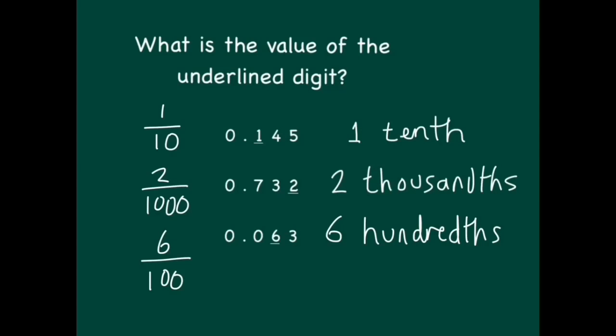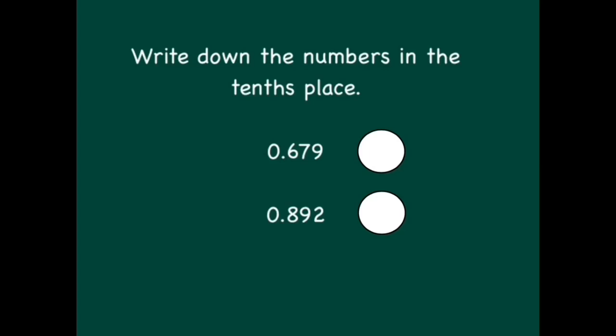Let's check out the next question. Write down the numbers in the tenths place. Pause the video if you need more time. That's right. The number in the tenths place in this first number, 0.679, is 6. Number in the tenths place in the second number, 0.892, is 8. Well done if you got those right.